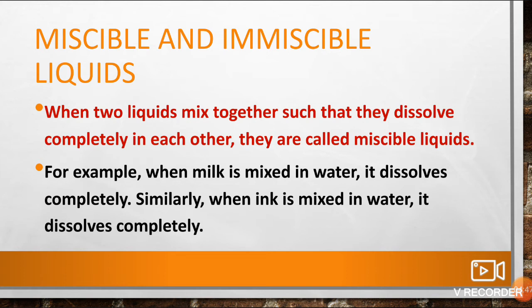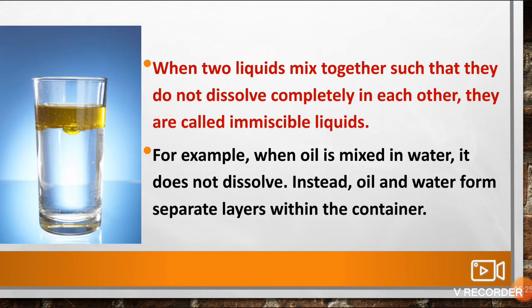Now we come to miscible and immiscible liquids. What actually do miscible and immiscible mean? When two liquids mix together such that they dissolve completely in each other, they are called miscible liquids. See the examples. When we mix milk with water, it dissolves completely, and similarly if you try to mix ink in water, it dissolves completely. So this is an example of miscible liquids.